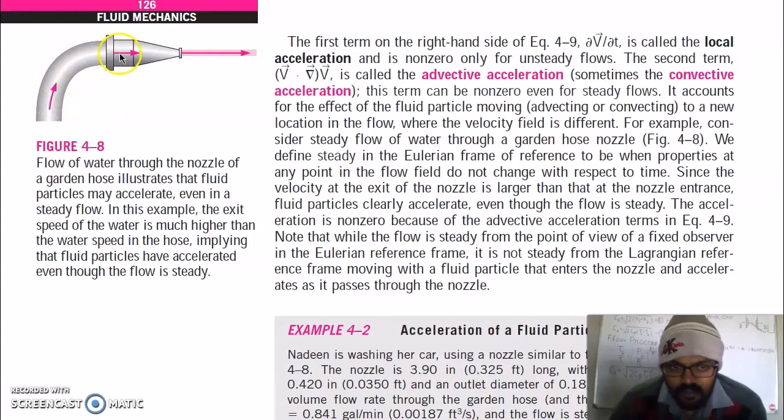Flow of water through the nozzle of a garden hose illustrates that a fluid particle may accelerate even in steady flow. In this example, the exit speed of water is much higher than the water speed in the hose, implying that fluid particles have accelerated even though the flow is steady. We define steady in the Eulerian frame of reference to be when properties at any point in the flow field do not change with respect to time.